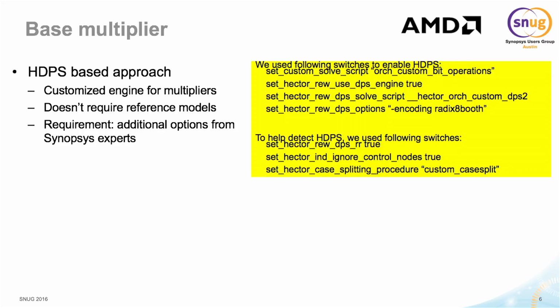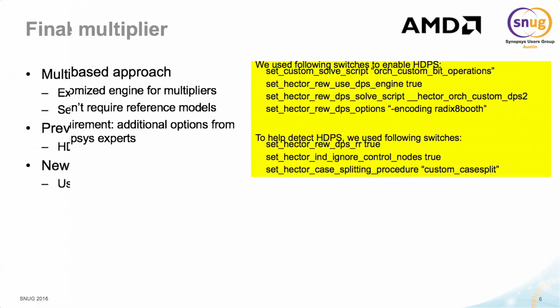We used the Synopsys formal verification tool Hector. We were able to prove base multiplier using the SDPS engine of the tool without going into sequential equivalence checking. SDPS is a customized engine for multipliers and it does not need a reference model.